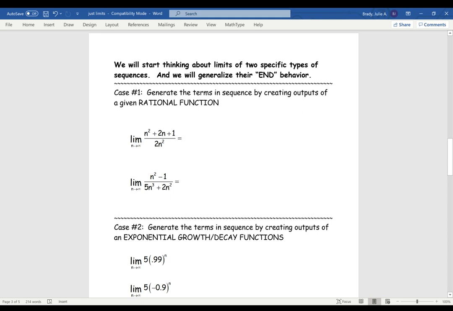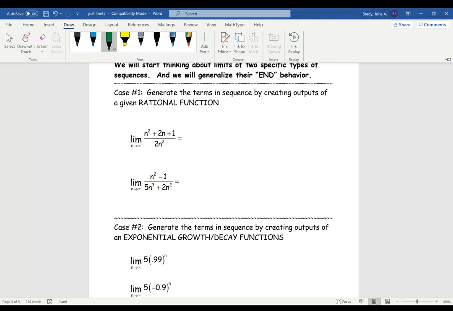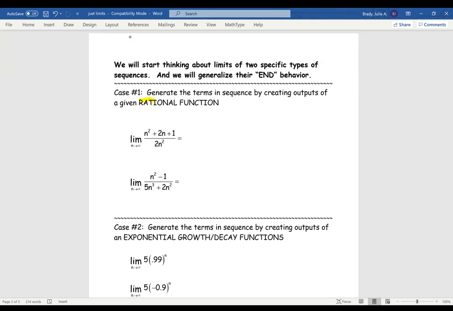Okay, so in section 13.4, really they wanted you to look at two particular types of functions and think about what happens. So we're going to look at rational functions, and we're going to look at exponential growth or decay functions. So what if those functions were the rules for generating a sequence?